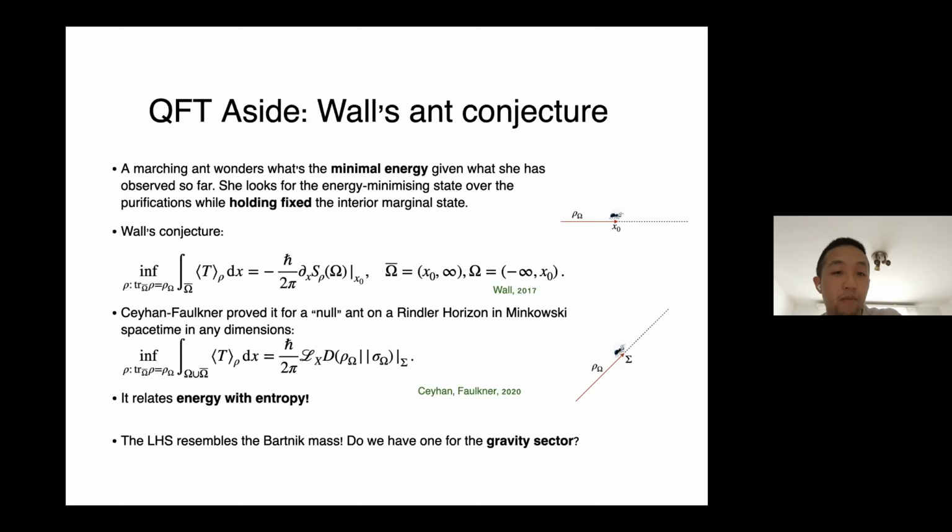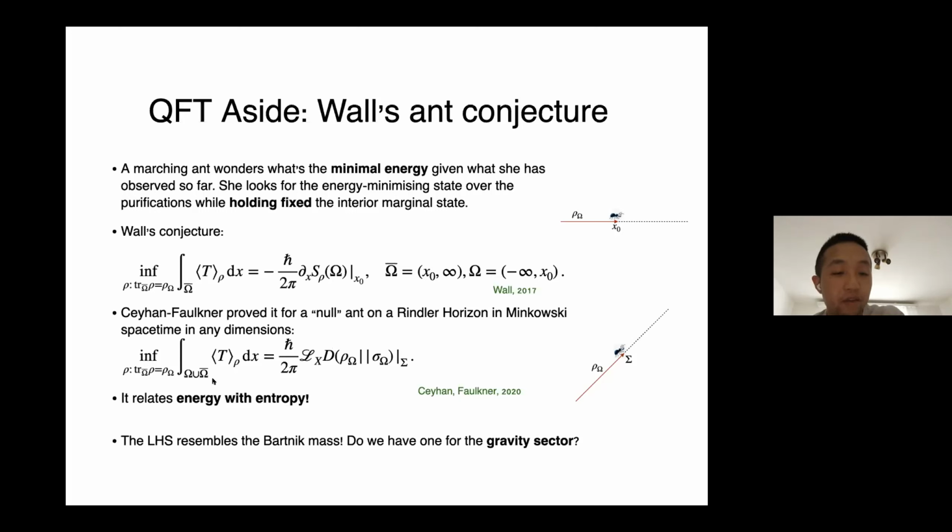You have an ant marching, say, from left to right, and he wonders, what's the minimum energy possible given what she has already observed? That is, you fix part of the state, and you look for the minimum total energy over all possible extensions of the state. It turns out Wall conjectures that this is given by an entropic quantity on the right-hand side, and it's actually proven in some special cases. So the main message I want to convey is that this is a statement that relates energy with entropy.